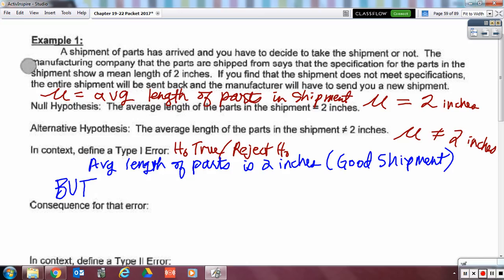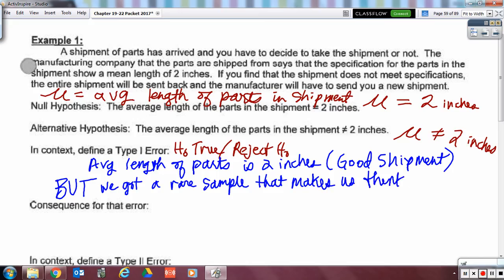Okay? But, what happened? We got a rare sample. So with these errors, we got a big but: a rare sample that makes us think or conclude that mu is not equal to 2. In other words, it's a what? We think it's a bad shipment.